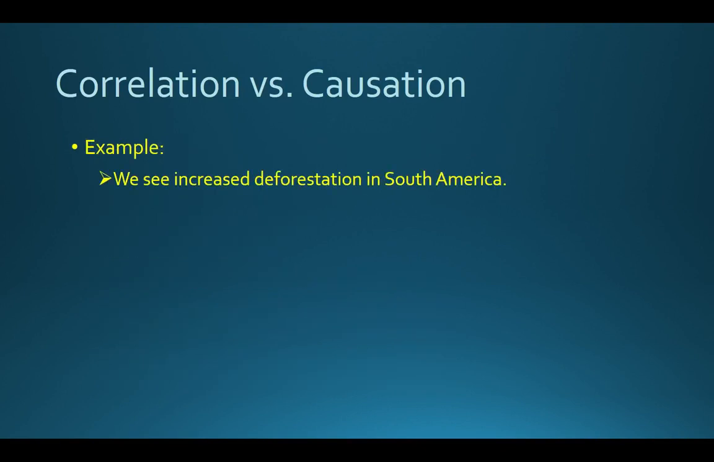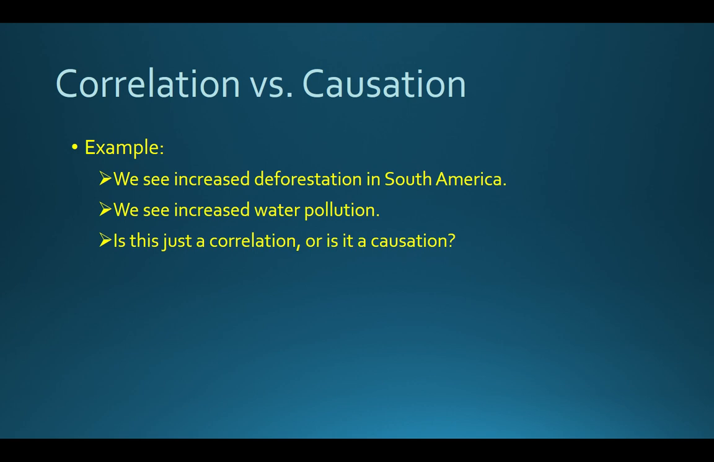Causation. So here's an example. We've seen increased deforestation in South America. And we also see increased water pollution. So we have two variables that, if I plotted them, do move in the same direction. Both are increasing. So we would want to ask the question, is this just a correlation? That there's something else going on that causes increased deforestation at the same time as increased water pollution? Or is this a causal story?